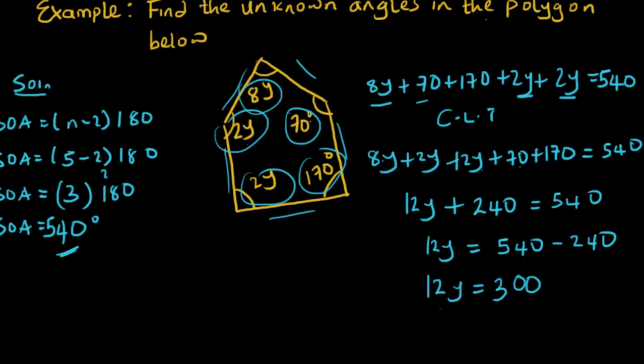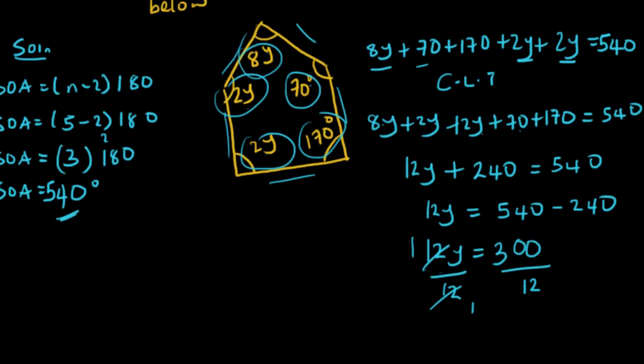So to find y, I divide both sides by 12. 12 here 1, 12 here 1. So I'm left with y equals 300 over 12. Now 3 can go in 12 4 times. 3 in 300 should give us 100. Then 4 in 100 should give us 25.